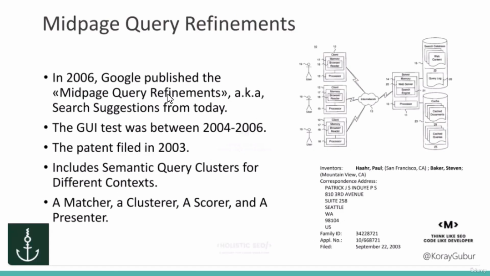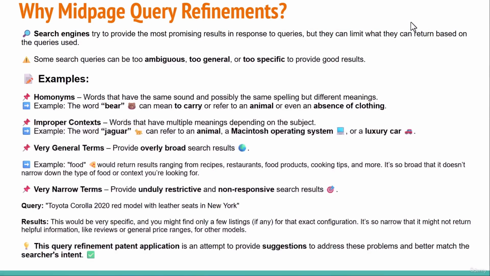This patent, Mod Page Query Refinements, was published in 2006. Now, its GUI was tested from 2004 to 2006. It was filed in 2003. It included semantic query clusters for different contexts, followed by the matcher, the clusterer, the scorer, and the presenter. Now we will break all of this down and understand it step by step.